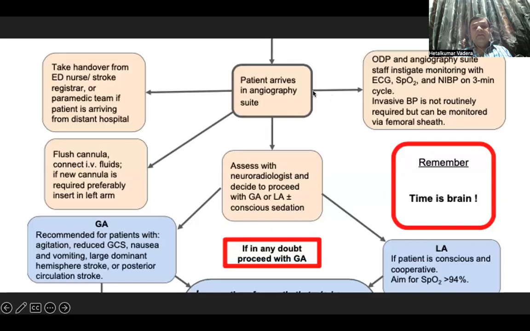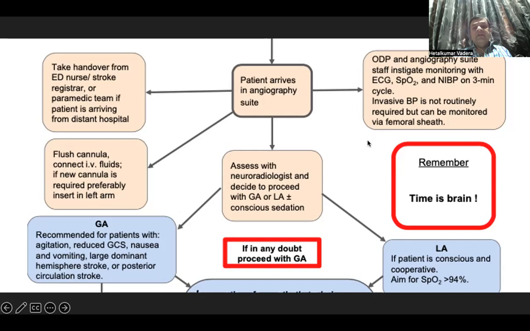So once the patient arrives at the angiography suite, we should take handover from the emergency department nurse or stroke registrar or paramedic team if patient is arriving from a distant hospital. We should flush the IV cannula, connect IV fluid. If cannula is not done, then preferably it should be inserted in the left arm.